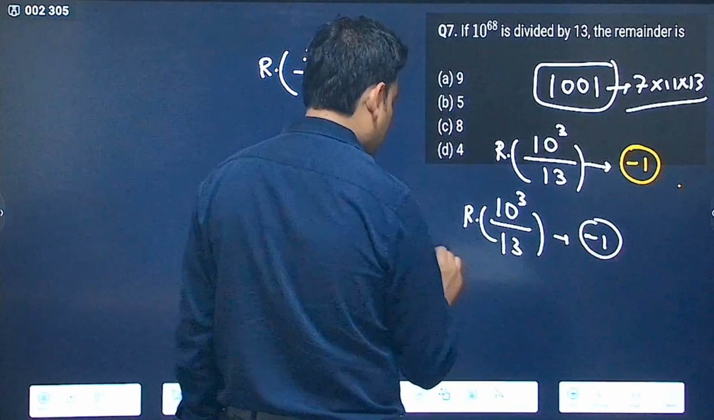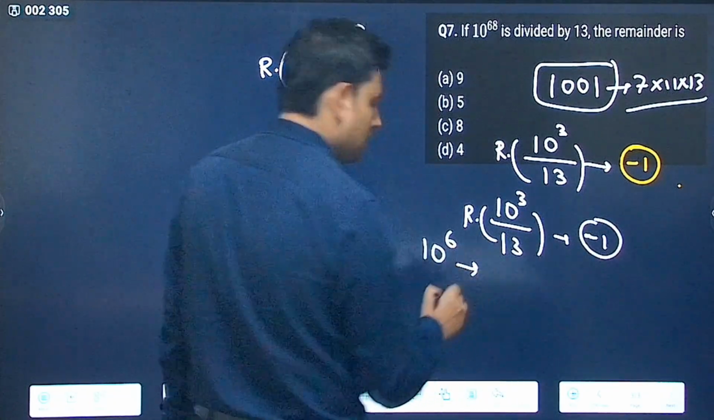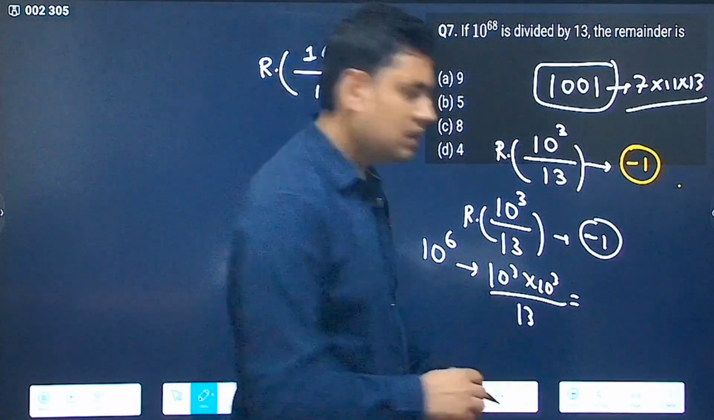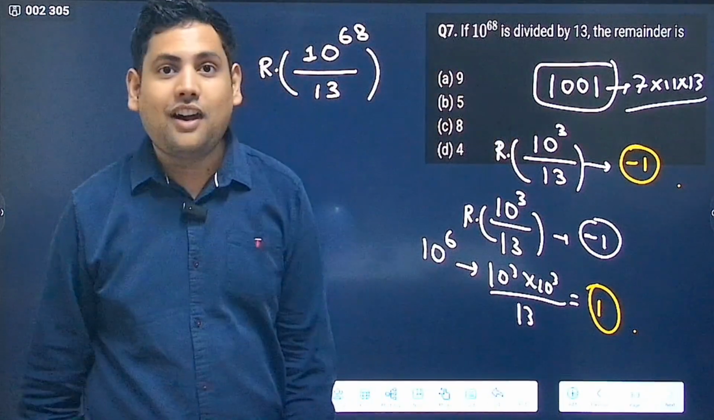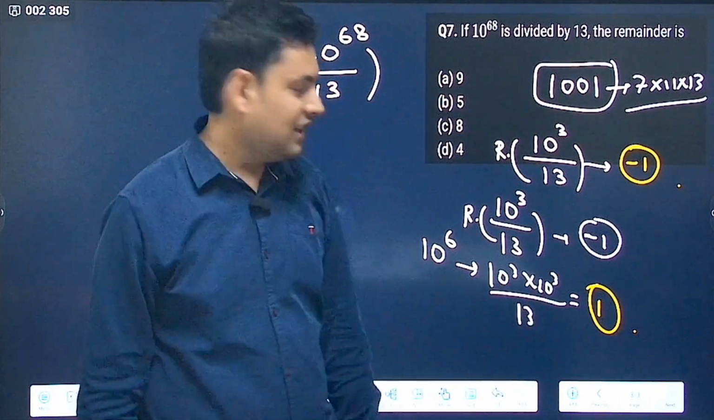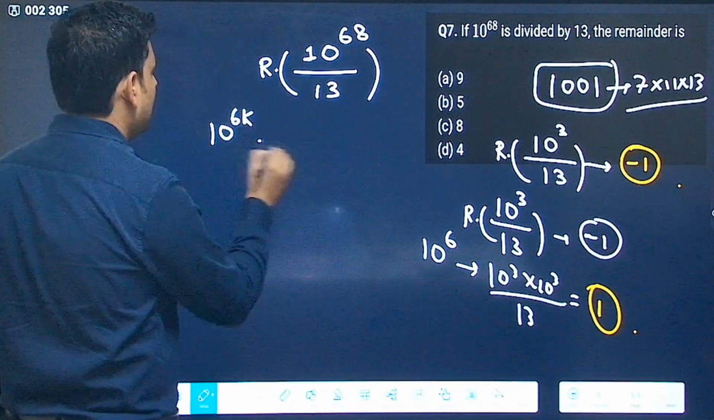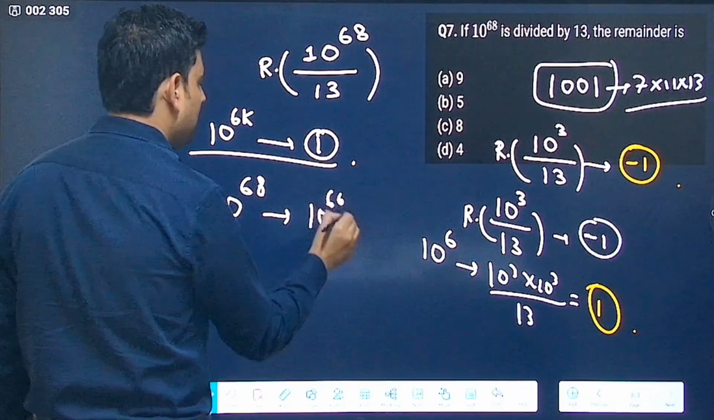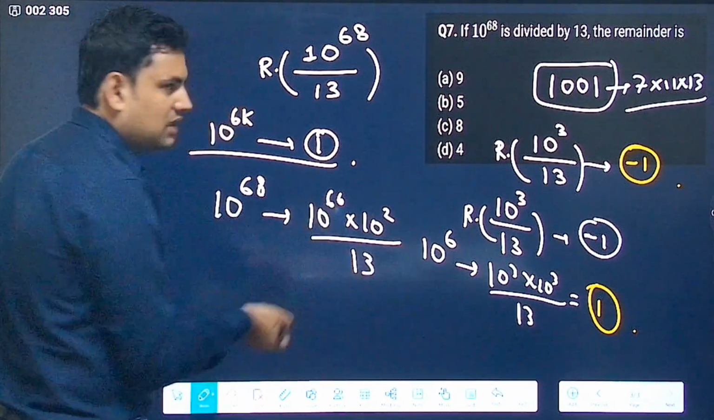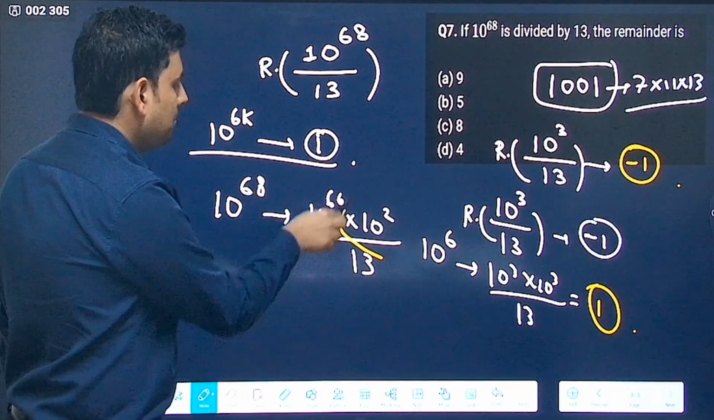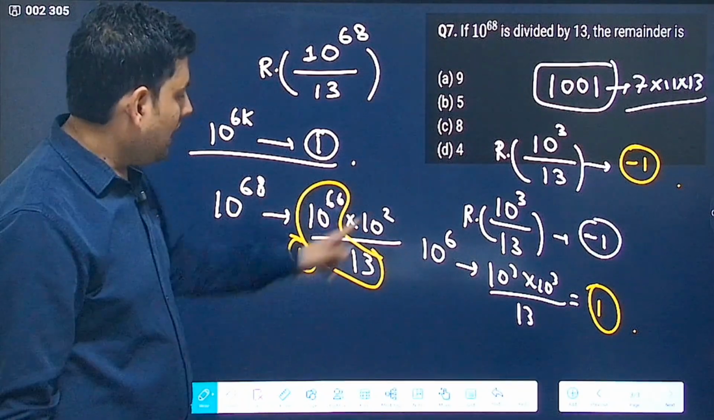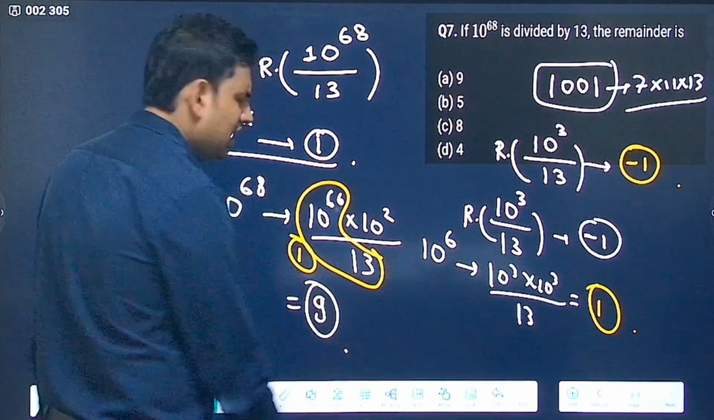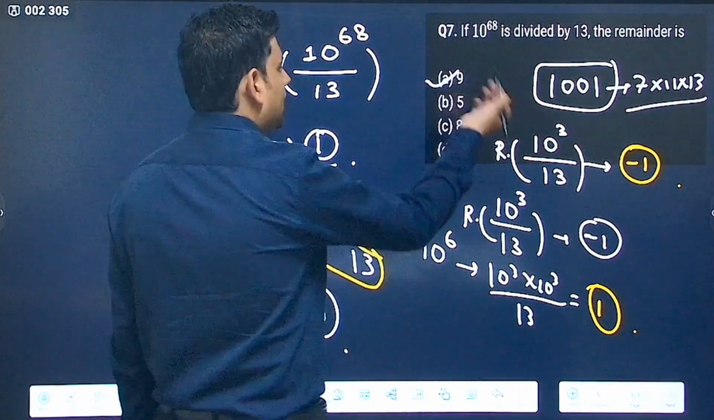Now, if I multiply this 2 times, 10 power 6 is 10 power 3 into 10 power 3. This divided by 13 will be like minus 1 into minus 1, that means plus 1. That means 10 power 6 leaves remainder 1. Now the question is easy. What is it? 10 power 68. This can be written as 10 power 66 into 10 square by 13. 10 power 66 is a multiple of 6, so the remainder will be 1. And 10 square is 100. 100 divided by 13, what is the remainder? 9. 13 sevens are 91. So 9 becomes the answer.